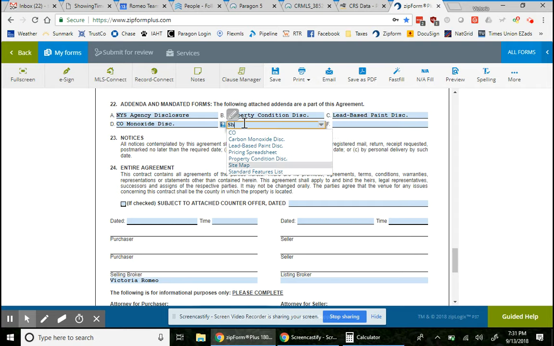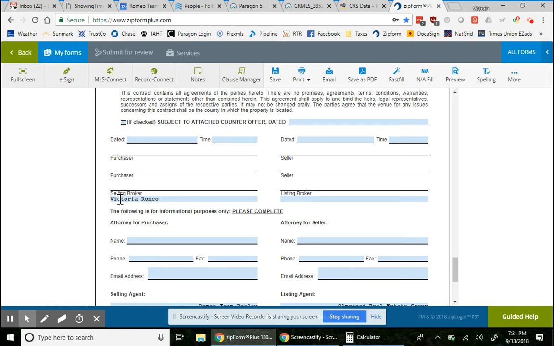If it's a short sale, addendum. I've never seen a bank not have a short sale addendum for a short sale. Okay, things like that. Relocation addendum. Any other addenda accompanying the contract should go there. Okay.